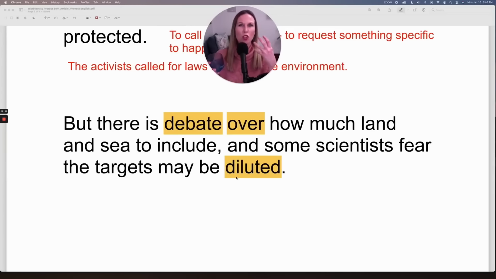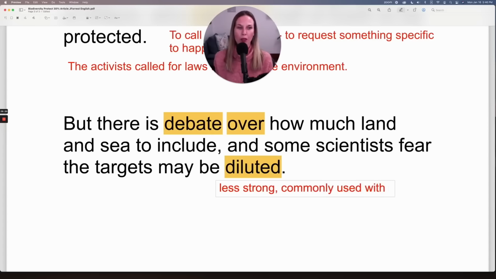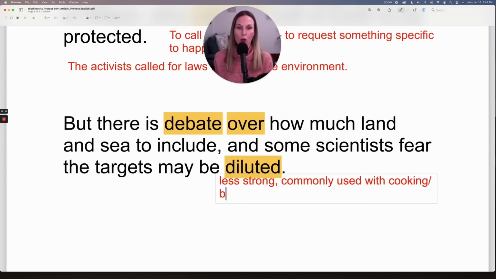The taste was so strong. You might dilute it by adding some water. You might add some milk as well to make it less strong, but we commonly use water. Now, in this case, they're talking about the target. So the targets may be diluted, which means less strong, right? Less strong, commonly used with cooking or beverages.